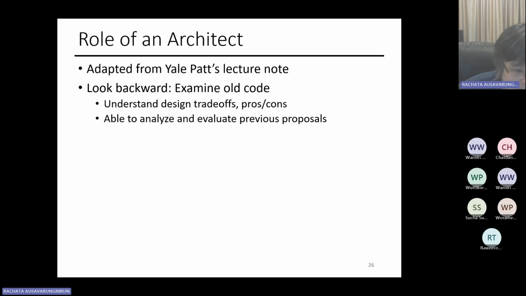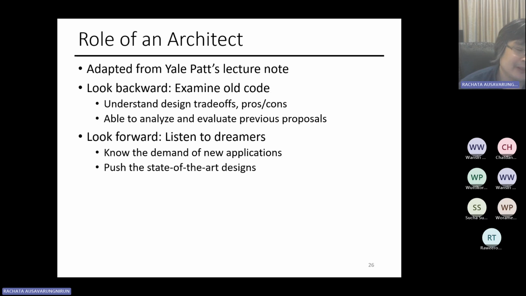So he said, hey, we should be able to look backward. If you look at old codes and examine them, you should be able to analyze and evaluate previous proposals. What are the trade-offs? What are the good stuff? What's the bad stuff? So you know that if you want to deliver something, what would be the design that makes sense that we had before? Look forward, listen to dreamers, talk to people who need new hardware. That way you know the demand of new applications and then push the state-of-the-art design.